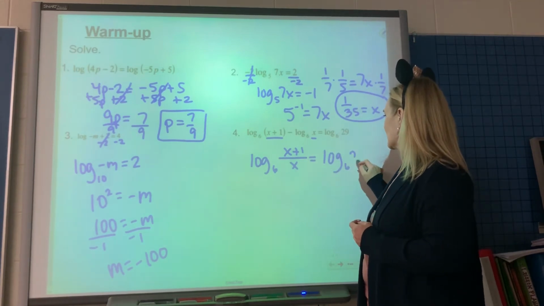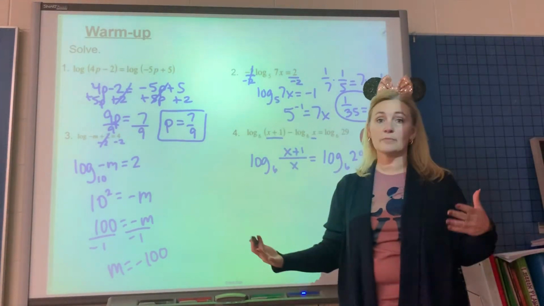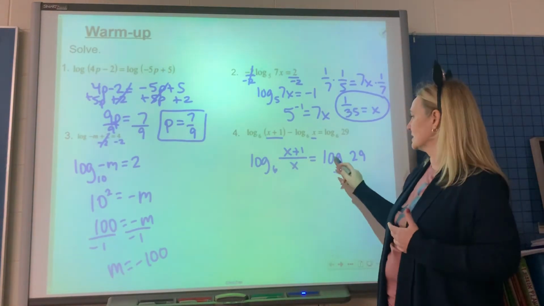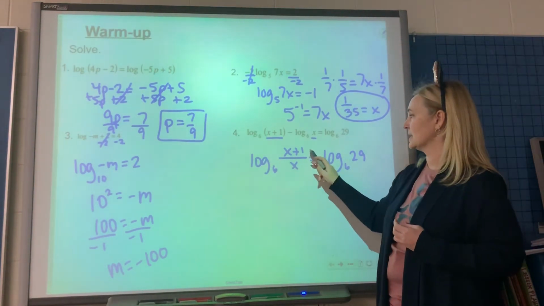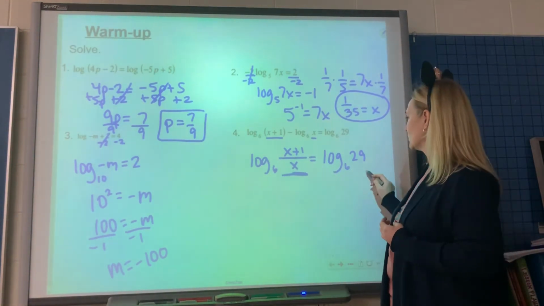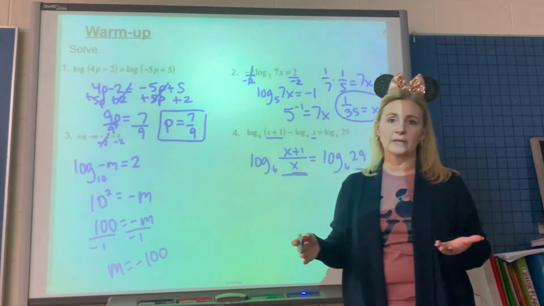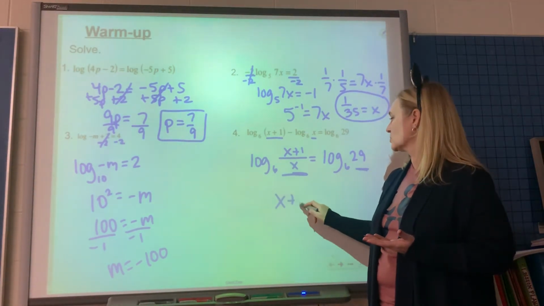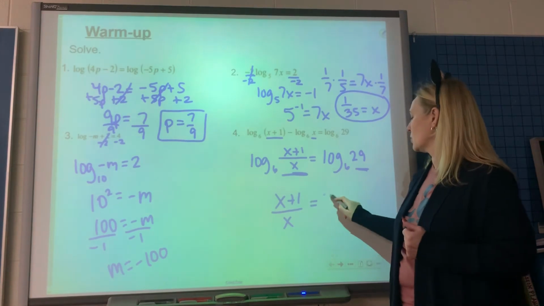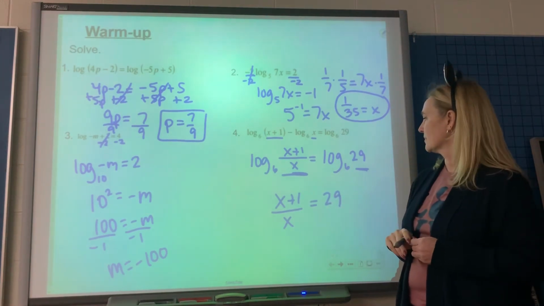So now this one is kind of like the first one because we have logs on both sides. This is log base 6, this is log base 6, which means that this part has to be equal to this part since they both have log base 6 on them. So x plus 1 over x has to equal 29.